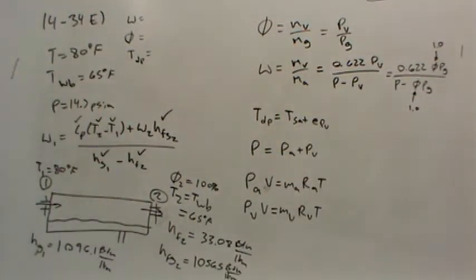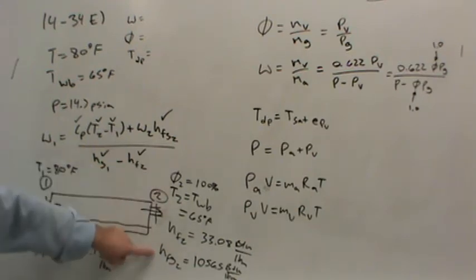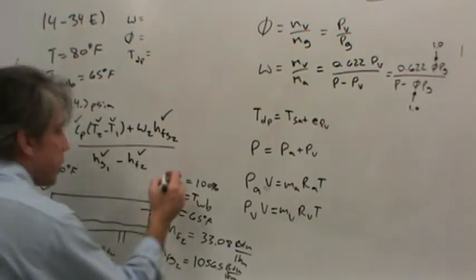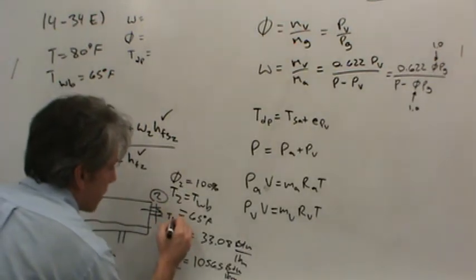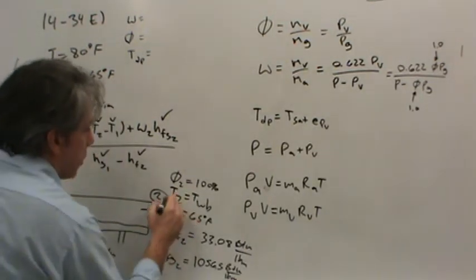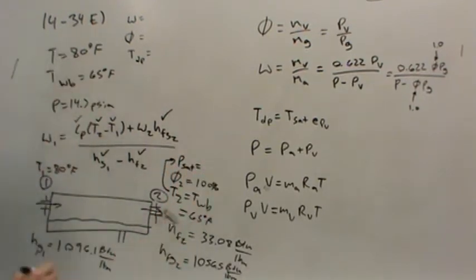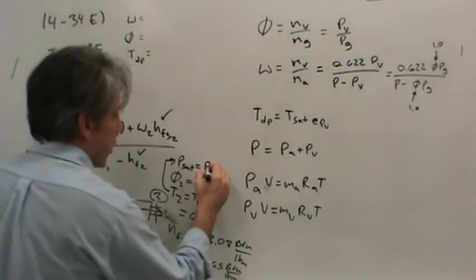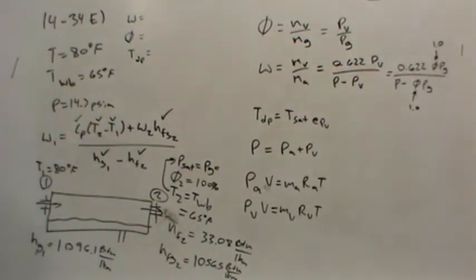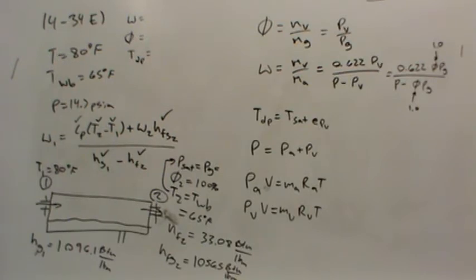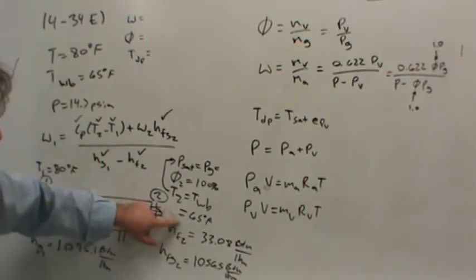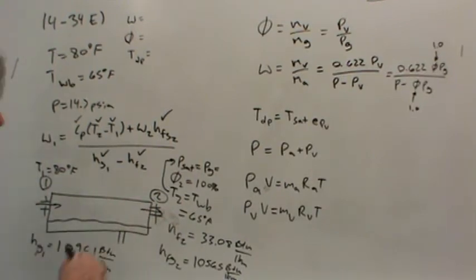Well, where? Here. So while we were there looking up this wet bulb temperature, we should have also looked up the saturation pressure, which is P sub G. So would you please look that up? Go back to where we were looking up 65 degrees Fahrenheit in the saturated tables, and now look up the saturation pressure of water at 65 degrees Fahrenheit. What do you find?